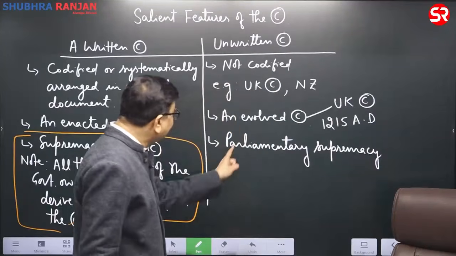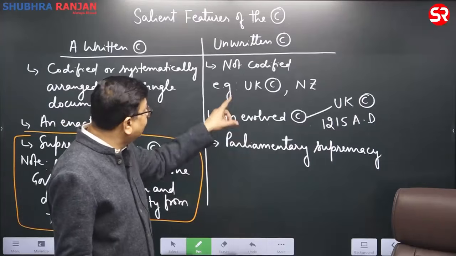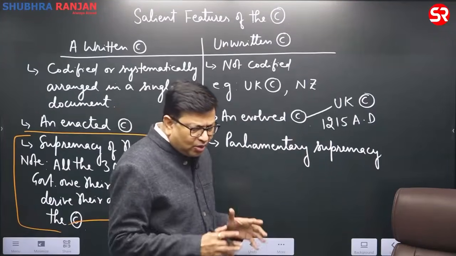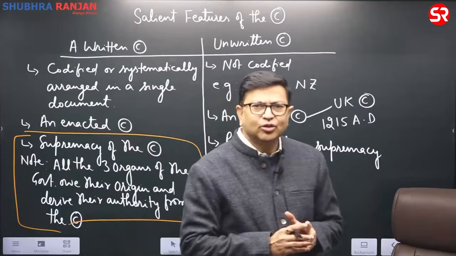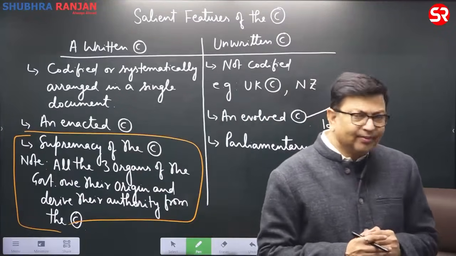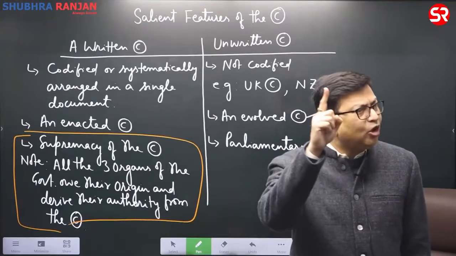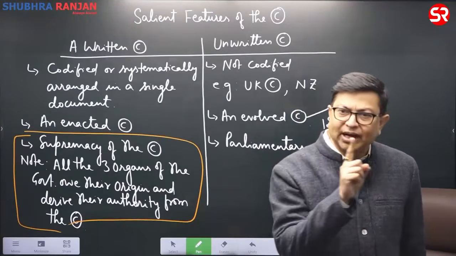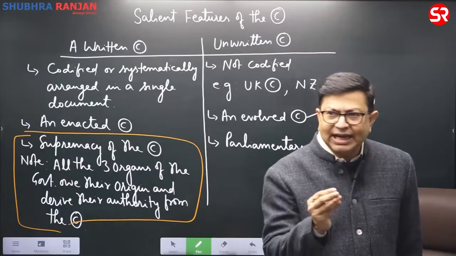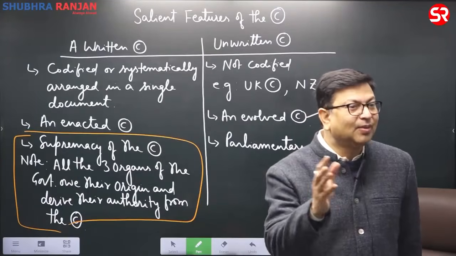Not only this, if we talk about unwritten constitution, as it exists in United Kingdom, there is parliamentary supremacy. What is this concept of parliamentary supremacy in United Kingdom? Parliamentary supremacy refers to the supreme lawmaking power of the UK Parliament. The British Parliament can make laws on any subject because it has not been created by a third party.